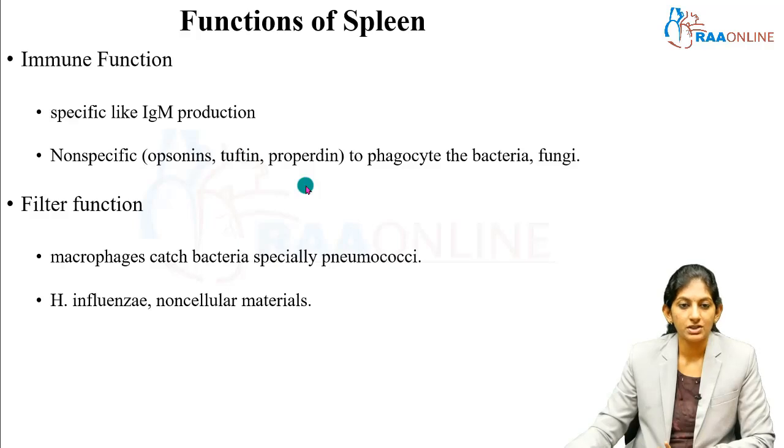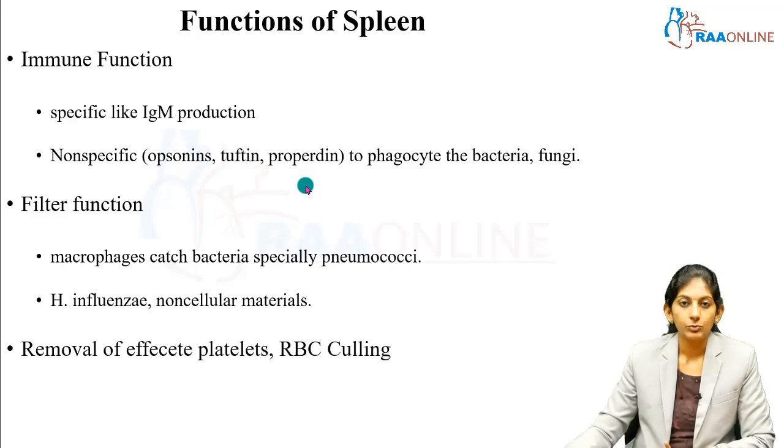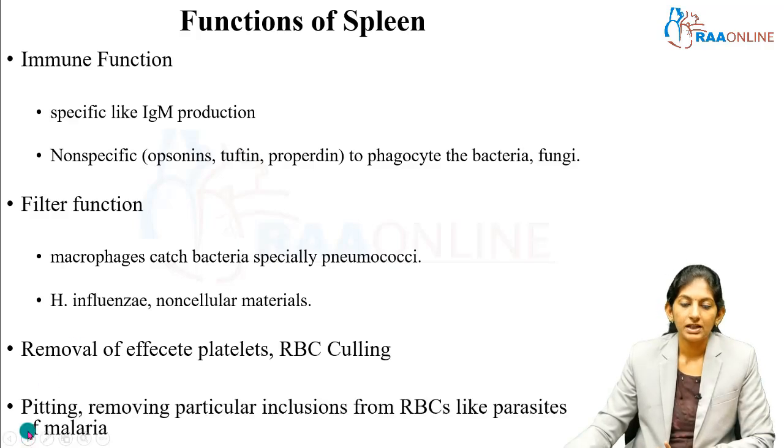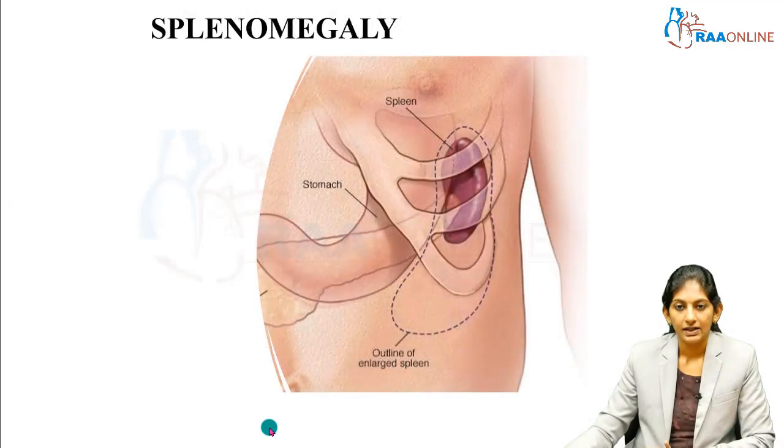The macrophages catch the bacteria, specifically the encapsulated organisms, and non-cellular materials are also filtered in the spleen. Removal of senescent or aged RBCs, RBC culling, also happens in the spleen. Pitting, removing any particular inclusions from the RBCs, like malaria parasites, also happens in the spleen.